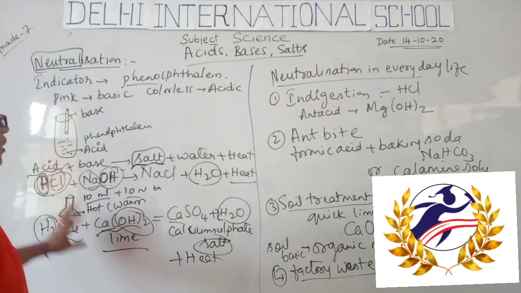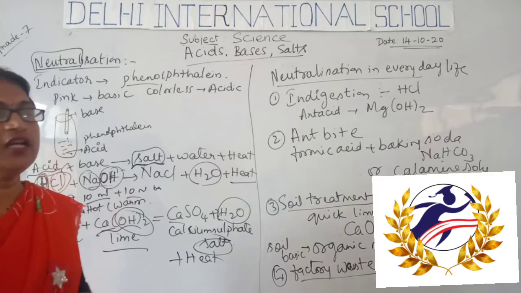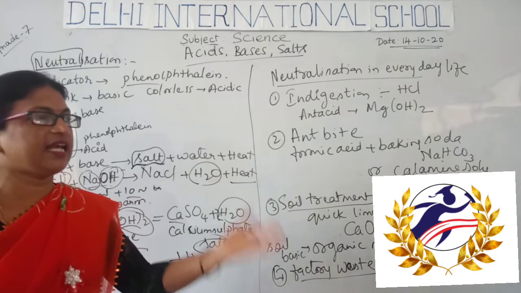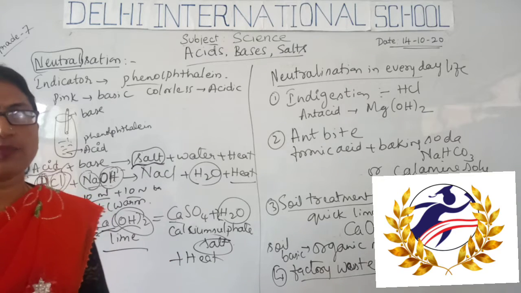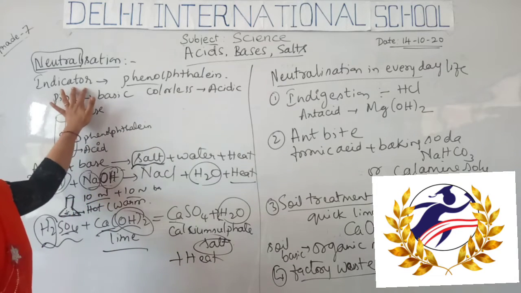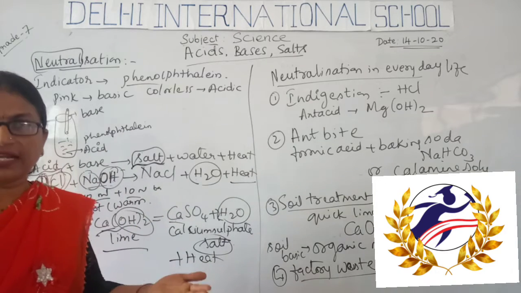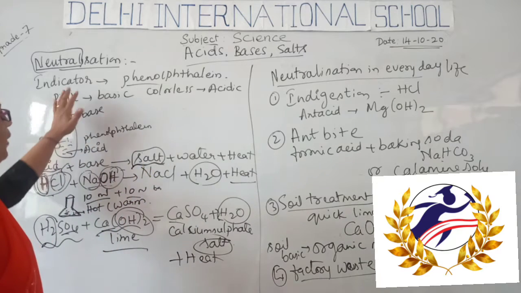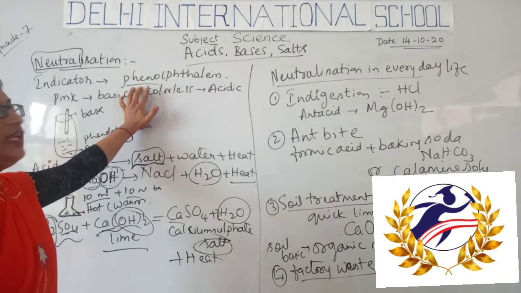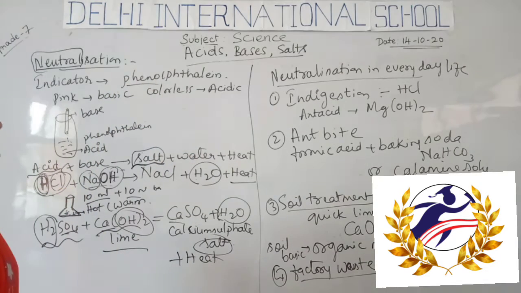Why are indicators used? In the last class I have explained. To check whether the given solution is an acid or a base, we will use the indicator. Which indicator, which colors it gives in acid and which colors in base, we have discussed in the last class. About the chemical indicator, one example is phenolphthalein. Phenolphthalein is the name of a laboratory indicator.